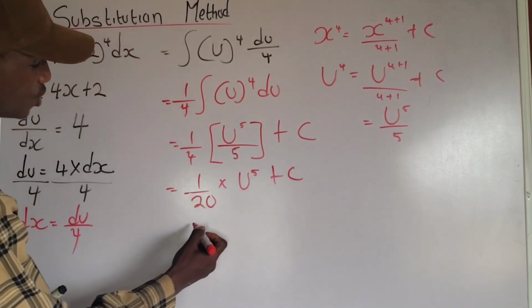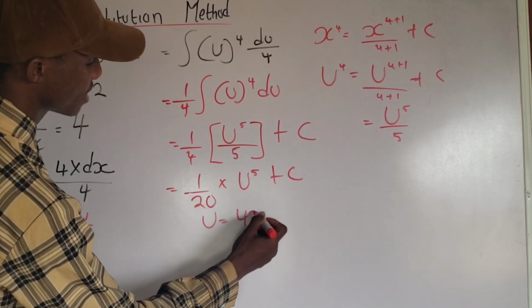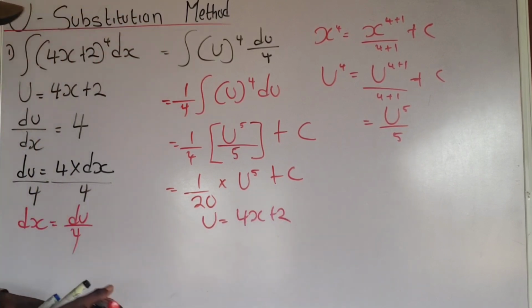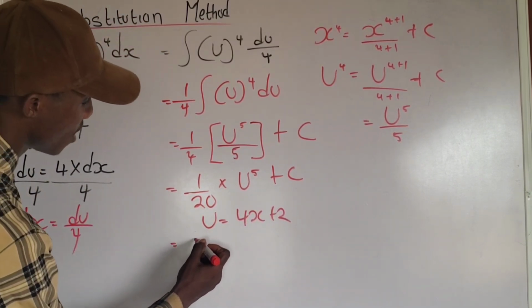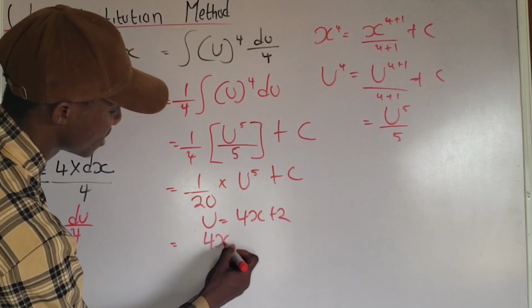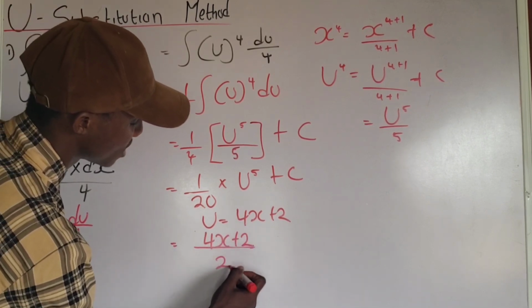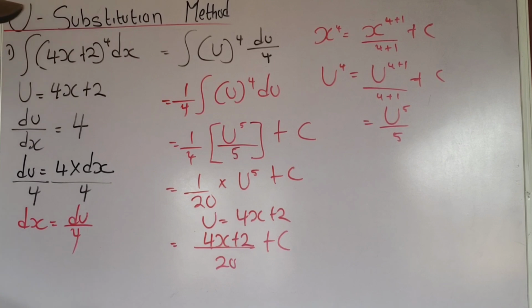Now, don't forget that u = 4x + 2. So, I can substitute u as 4x + 2. So, I'm going to have (4x + 2)^5/20 plus c, which is the integration of (4x + 2)^4 dx. Okay? So, if you have any question, let me know in the comment section.